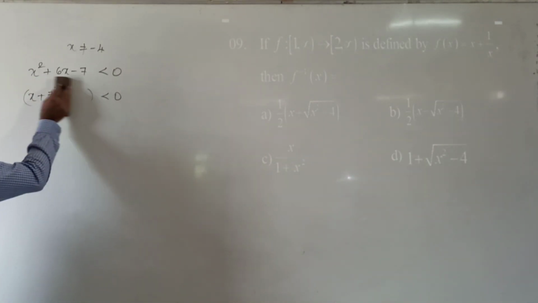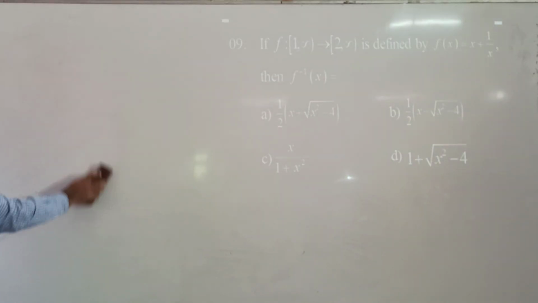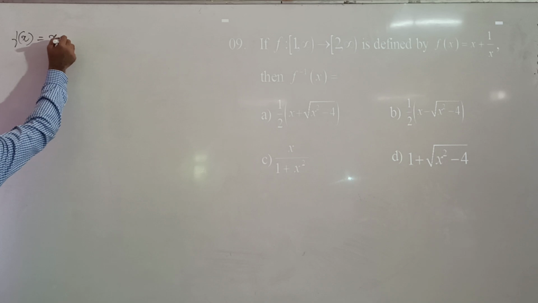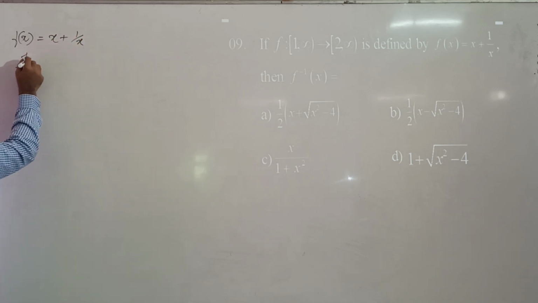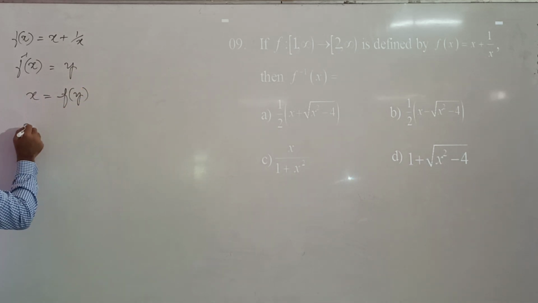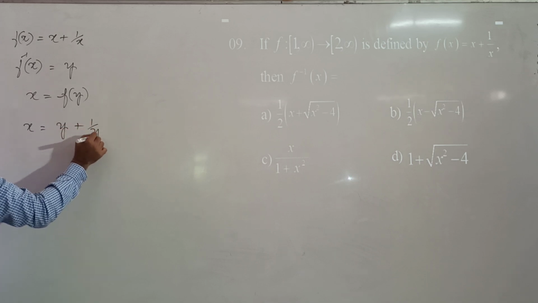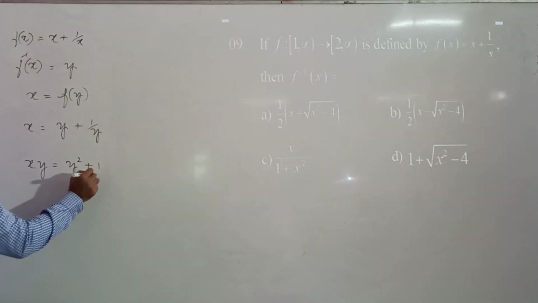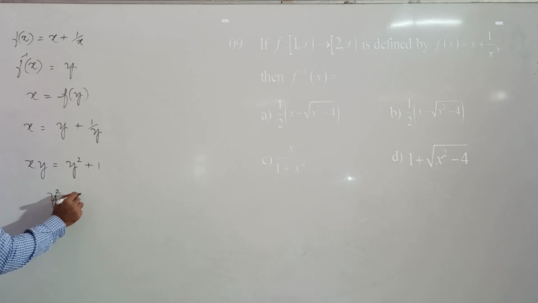F from 1 to infinity to 2 to infinity is defined by f of x is equal to x plus 1 by x. Then what is f inverse of x? F of x is equal to x plus 1 by x. Let me take that f inverse of x is equal to y. That will imply that x is equal to f of y, that is y plus 1 by y. Multiply by y, get xy is equal to y square plus 1, which will give you y square minus xy plus 1 is equal to 0.